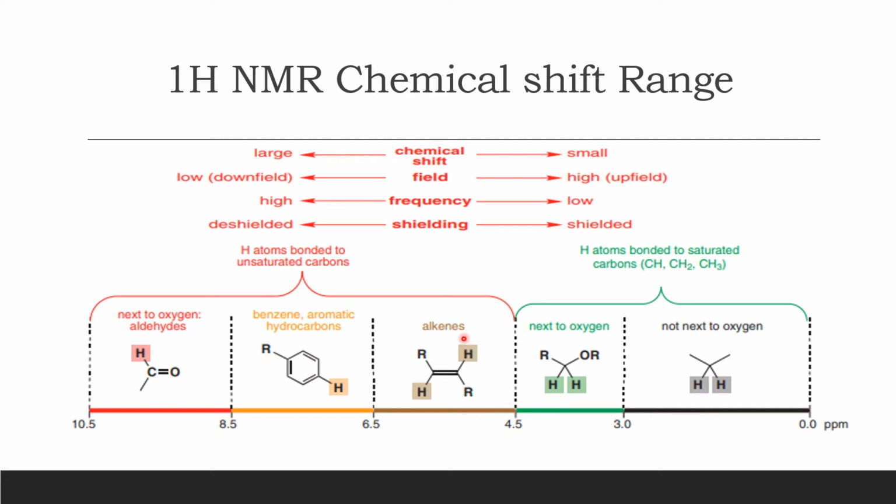And if any alkene group is there, then 2 hydrogens are there, and these 2 hydrogens will come in the range of 4.5 to 6.5. The aromatic region is 6.5 to 8.5; all the hydrogens in aromatic hydrocarbons come around 6.5 to 8.5. And if any aldehyde is there, this hydrogen comes around 8.5 to 10.5.